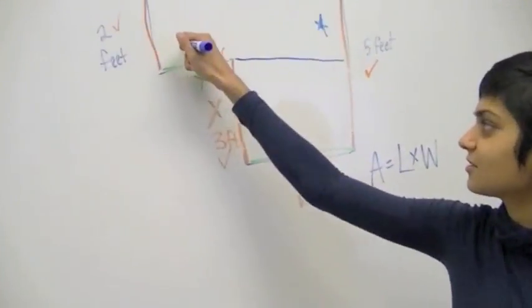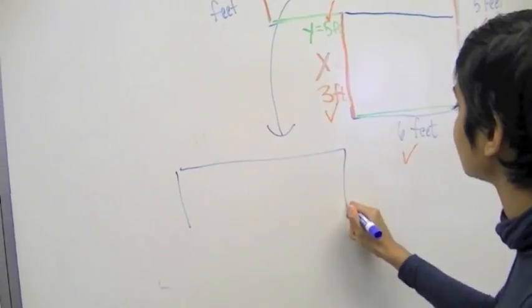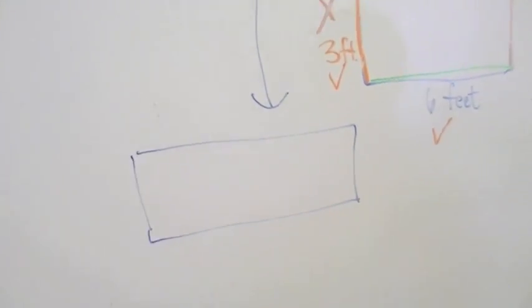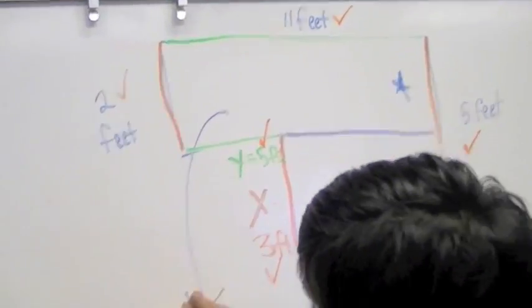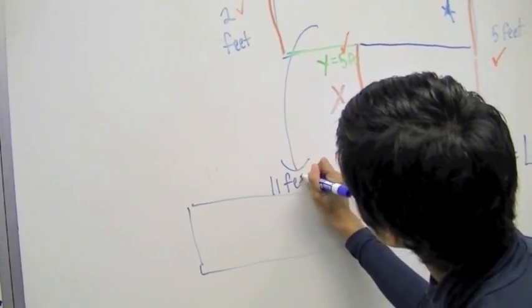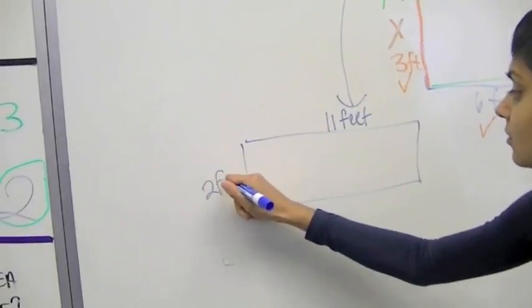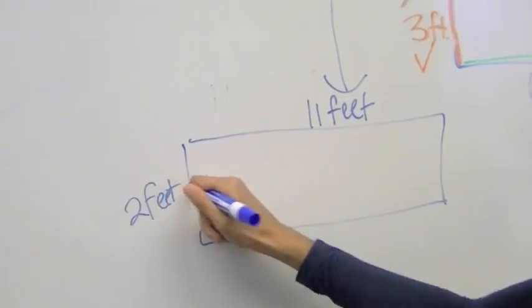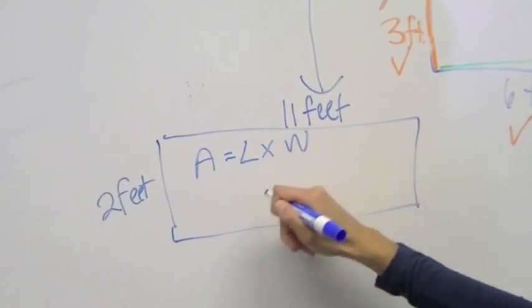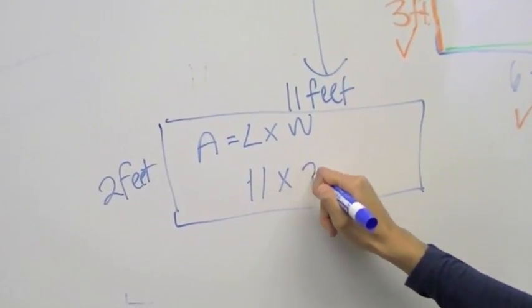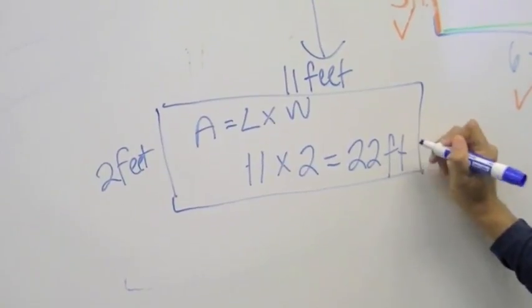Okay, so for this first rectangle, I'm going to go ahead and take it and put it right down here to help me focus on one thing at a time. I need to know what the length is, and I need to know what the width is. The length is this long side up at the top. This is 11 feet. The short side is 2 feet. So to find the area, if area equals length times width, that means that I need to multiply 11 times 2, which equals 22 feet squared.